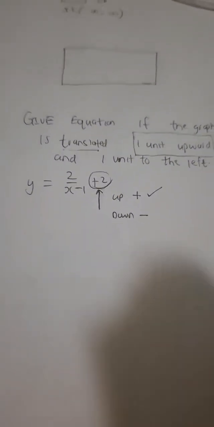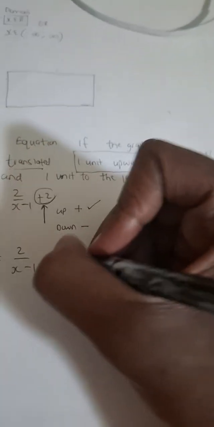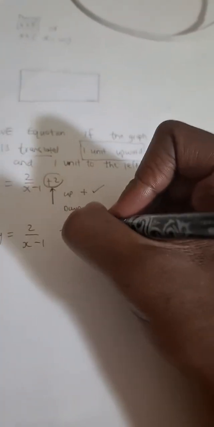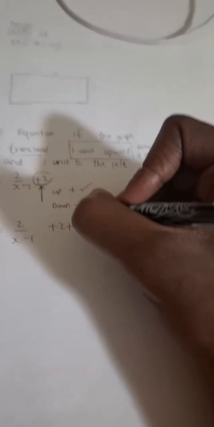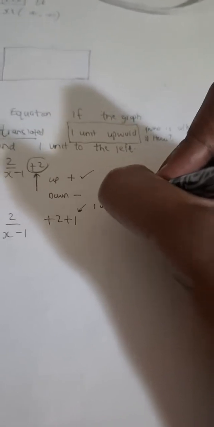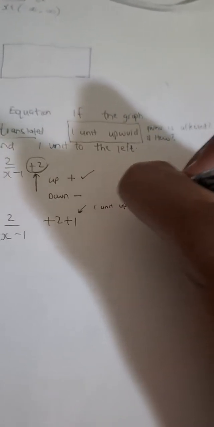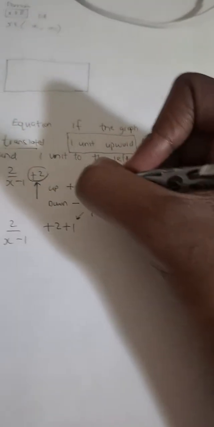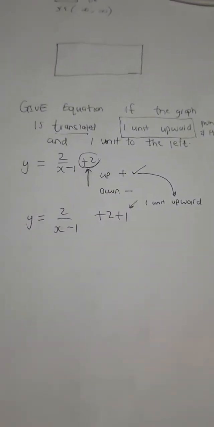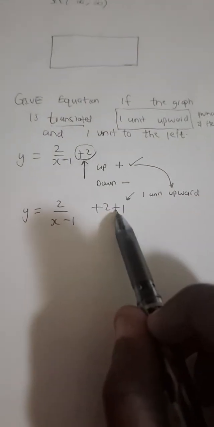Where? Here, to the 2. So I know y is equal to 2 over x minus 1 plus 2. To this positive 2, we add 1, because this here speaks to 1 unit upward. So that's why we say plus 1.